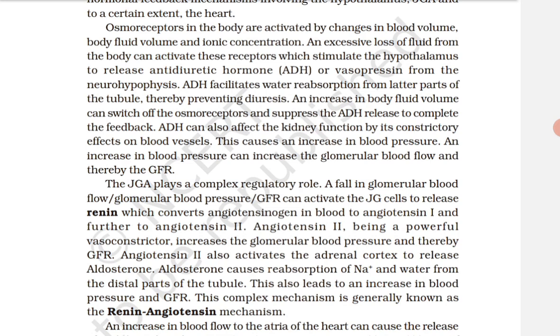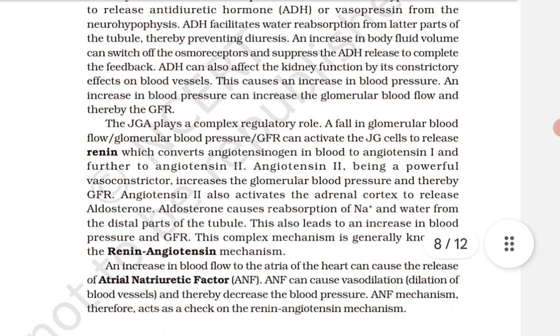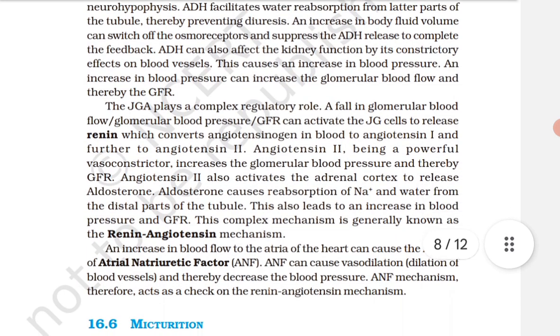ANF mechanism therefore act as check on the renin-angiotensin mechanism. क्या करता है? एक्ट एज ए चेक. किस पे? ऑन द renin-angiotensin mechanism. कौन करता है ये चेक का काम? ANF mechanism. Understood? Next is micturition.